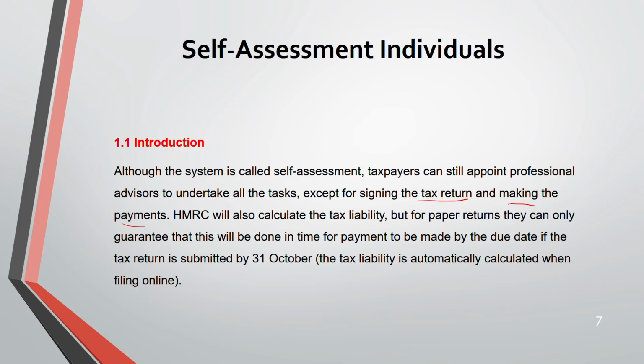Remember, HMRC will also calculate the tax liability. But for paper returns, they can only guarantee that this will be done in time for payment to be made by the due date. That means if your tax return is submitted by 31st October, let's say it's a paper return, then HMRC will calculate the tax liability. If it is electronic, automatically the tax liability will be calculated when you're filing online.